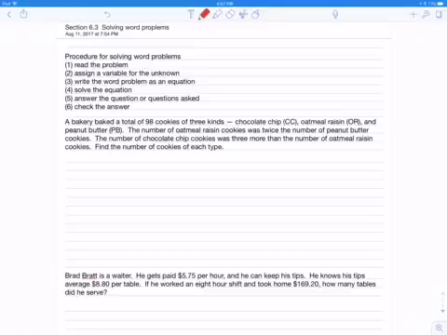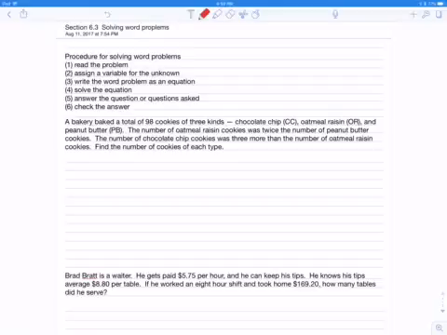So a bakery baked a total of 98 cookies of 3 kinds: chocolate chip, oatmeal raisin, and peanut butter. The number of oatmeal raisin cookies was twice the number of peanut butter cookies. The number of chocolate chip cookies was 3 more than the number of oatmeal raisin cookies. We want to find the number of each type of cookie.